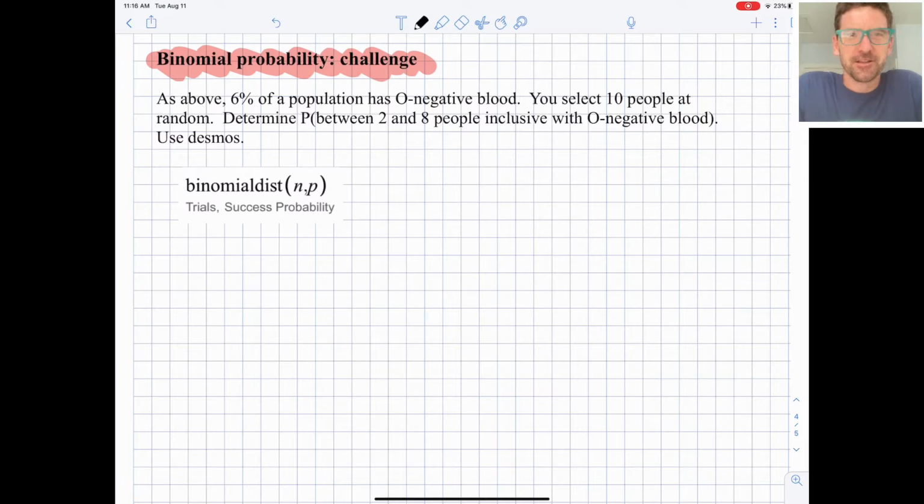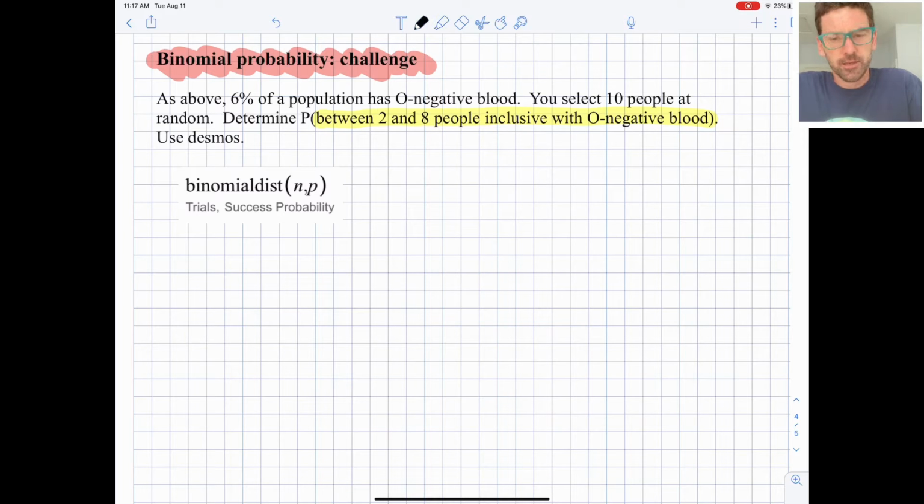All right, so this is a challenge relating to binomial probability, and we'll use an earlier problem that we did in an earlier video, where 6% of a population has O negative blood. We select 10 people at random, and we're determining the probability that between 2 and 8 people inclusive have O negative blood. Okay, and we're going to use Desmos for this. So my main goal for this challenge problem is to show you how to use Desmos to calculate what otherwise could be a tedious problem to do by hand.